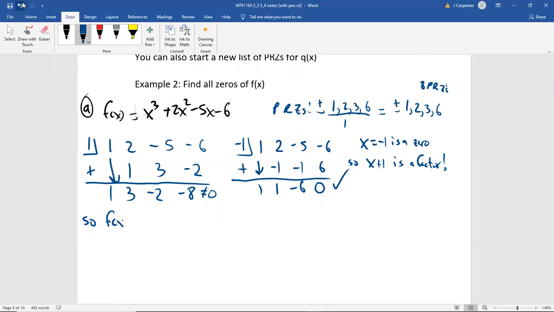So f of x, the original function, can now be rewritten. I'm going to rewrite it in a factored form, not completely factored, but a factored form. Here's the x plus 1 that is a factor because negative 1 was a 0. And then this is times the quotient, which is based off of these three numbers here, because from right to left that goes remainder, constant, x coefficient, x squared coefficient. So the quotient is, I'll write the numbers here to be very meticulous for now, 1x squared plus 1x minus 6.